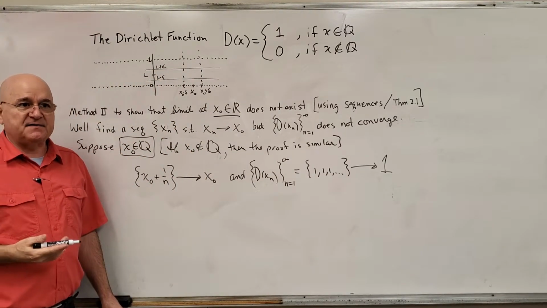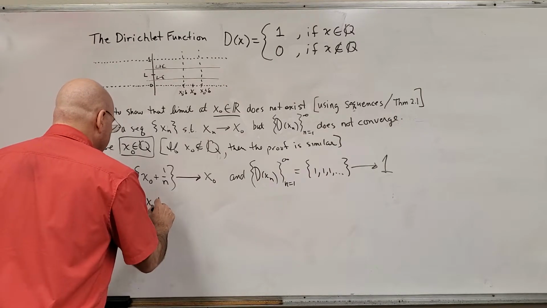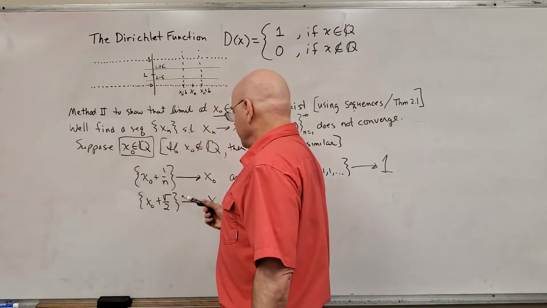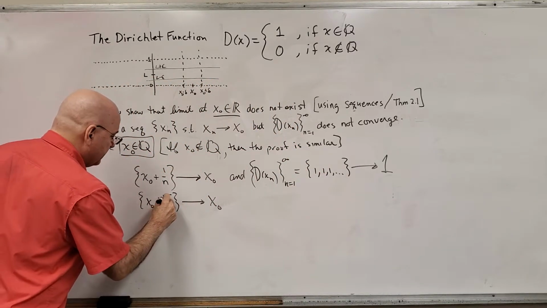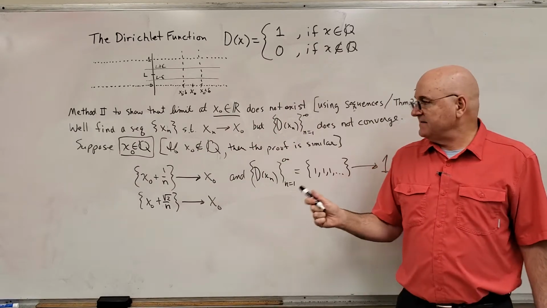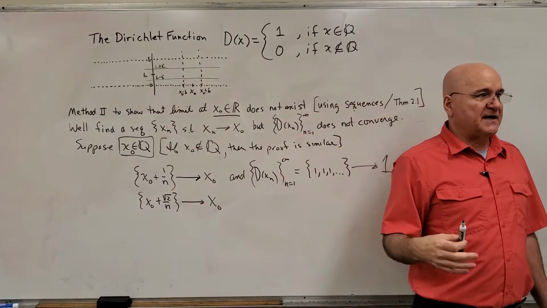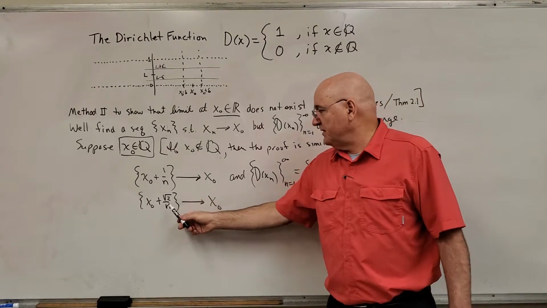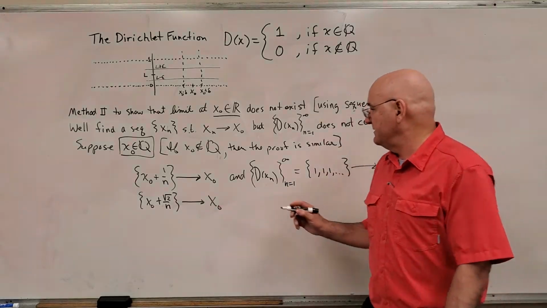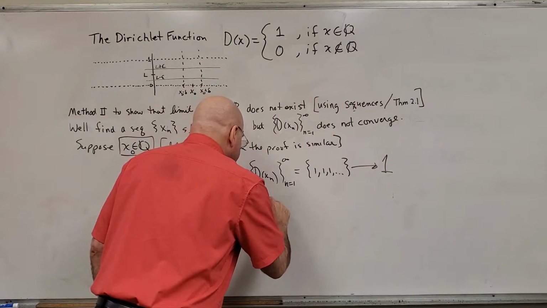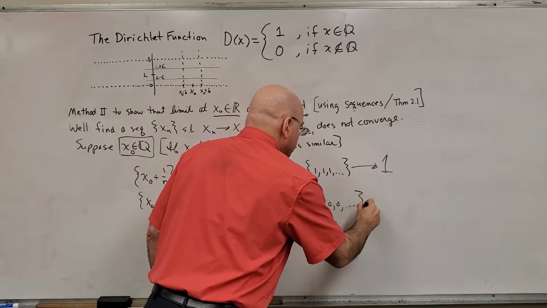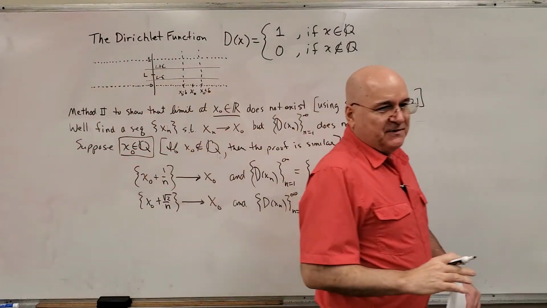Now I'm going to create a second sequence. It looks similar. Make sure you're convinced that, oops, I put the 2 in the wrong spot. This is going to be x naught plus radical 2 over n. So what type of a sequence is that? X naught is a rational number. So what do you get when you add a rational to an irrational? You get an irrational number. So now I have a sequence of irrational numbers that converges to x naught. And we know that means that D of xn is equal to the sequence 0, 0, 0. That converges to 0.